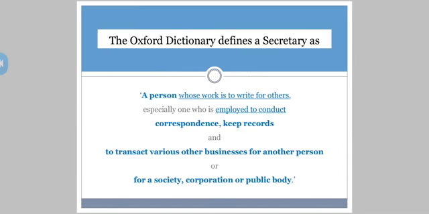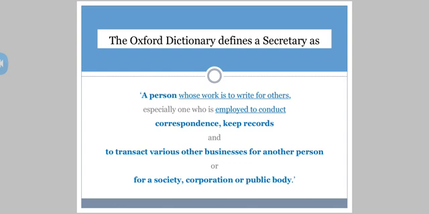See, the Oxford Dictionary defines a secretary as, now here, who is a secretary? A person whose work is to write for others. From the beginning of the chapter we are saying a person who is going to write for others. A person whose work is to write for others, especially one who is employed to conduct correspondence, keep records, and to transact various other businesses for another person or for a society, corporation, or public body. Now we are going to see the definition in detail.